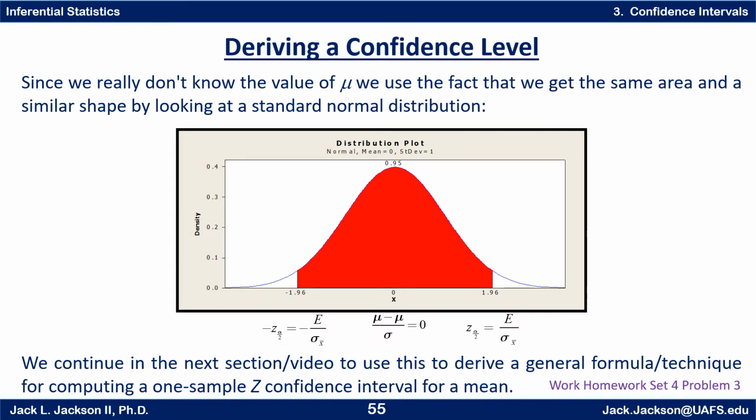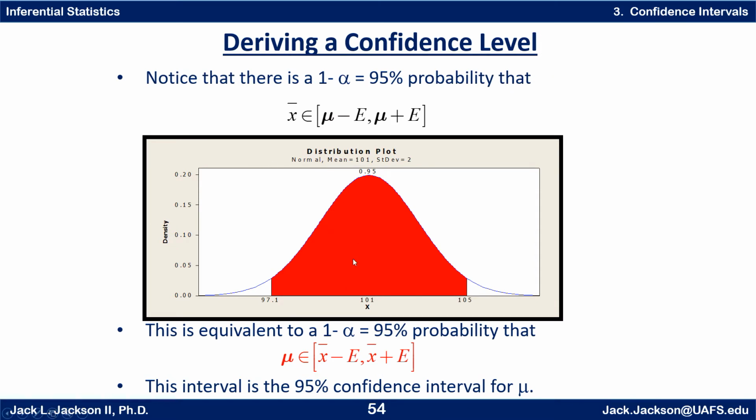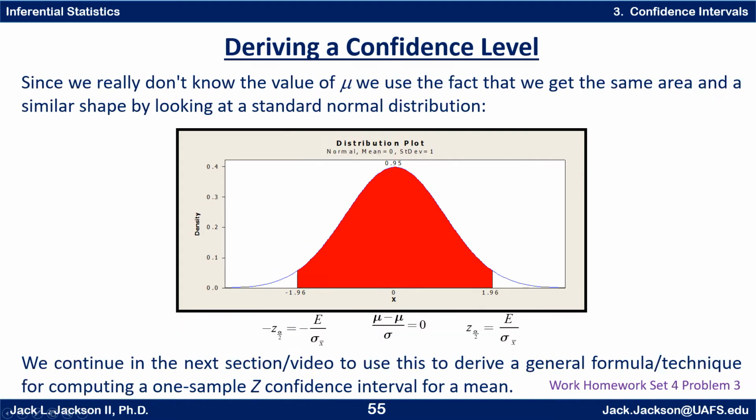Now, there's a problem with this, is we computed some of this stuff. We don't necessarily know what mu is. The nice thing about this is we can compute this without actually knowing mu. And part of that's because of the distribution of z-scores. We can standardize a distribution. So, since we really don't know the value of mu, we use the fact that we get the same area in a similar shape by looking at a standard normal distribution.